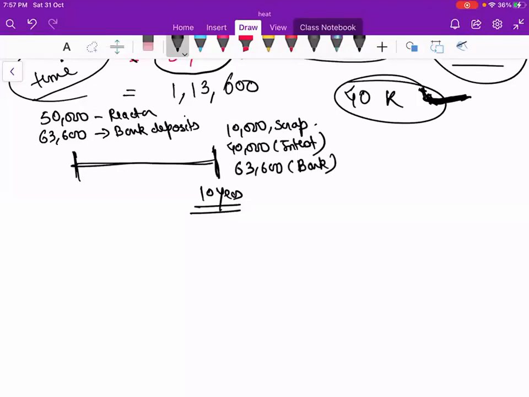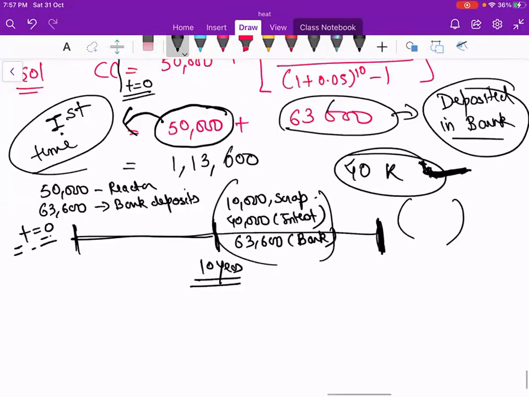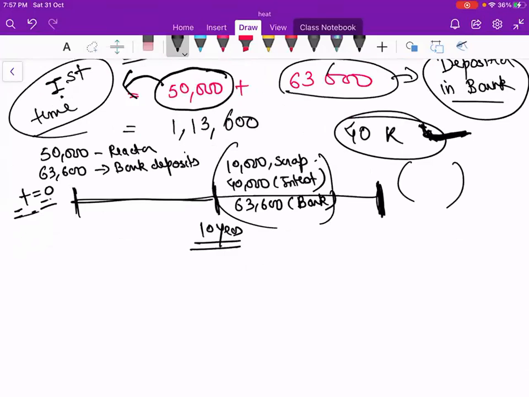They are still in the bank. Which means that after 10 years, the same thing will happen again. After an interval of every 10 years, the same thing will happen. You don't have to worry about the money for purchasing a new equipment, because you deposited that 63,600 rupees in the bank at time t equals 0, and you are getting an interest of 40,000 rupees.